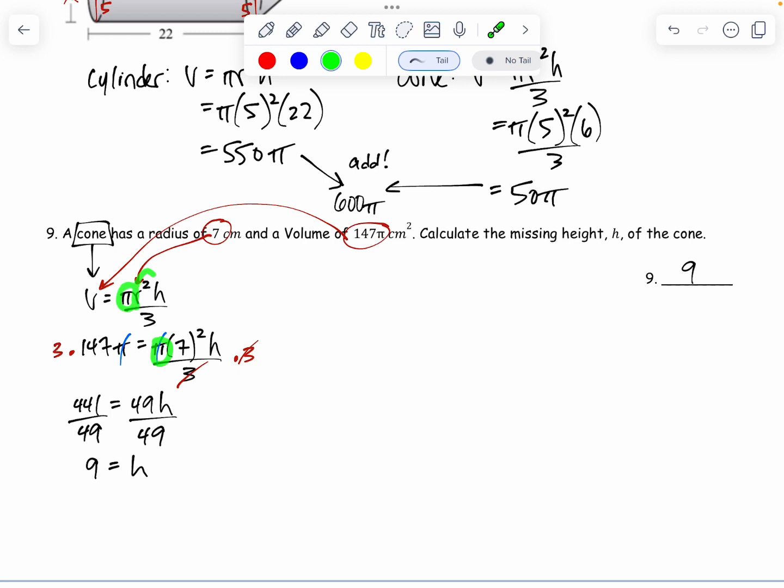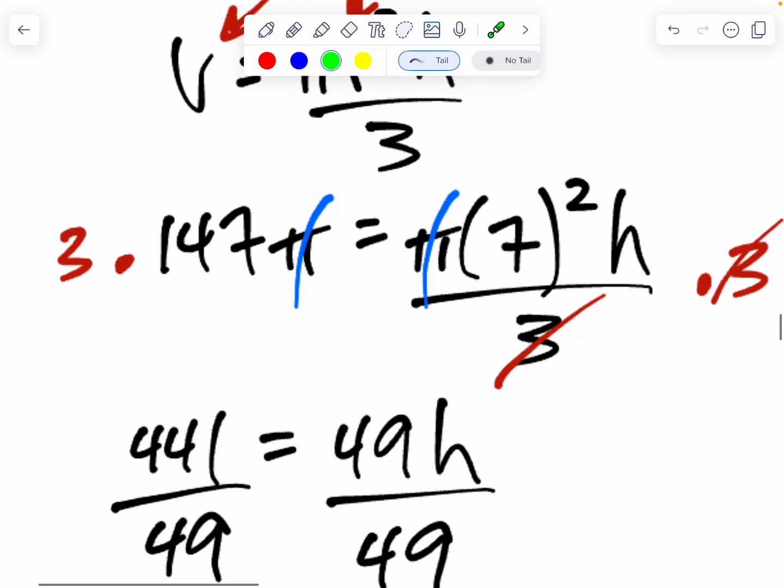I know the radius is 7, so I plugged that in. It's asking me to find the height, so I don't have a number to plug in for it, so I'm just leaving h. And then the last thing is in the formula, we divide both sides by 3. So let me zoom in now that I've plugged everything in.